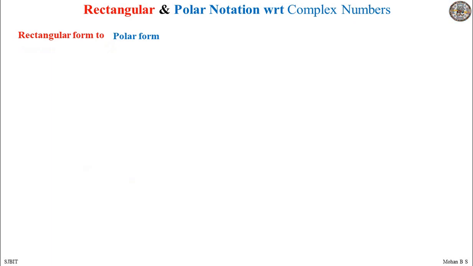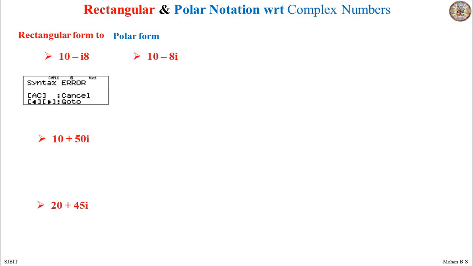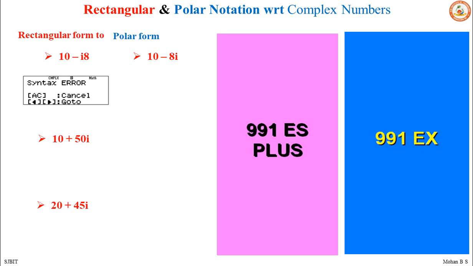So let's see how we convert rectangular form to polar. We have just seen 10 minus i8. So you get a syntax error. Why? We have to type it as 10 minus 8i, not 10 minus i8. This is how you see it in the papers, right? So we know the syntax of how to type in your calculators.